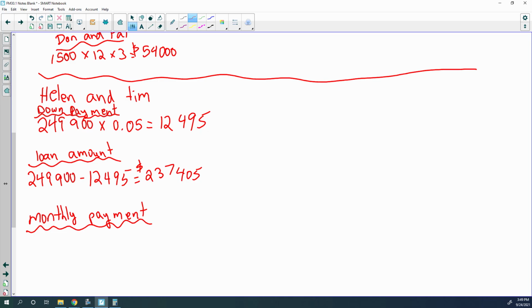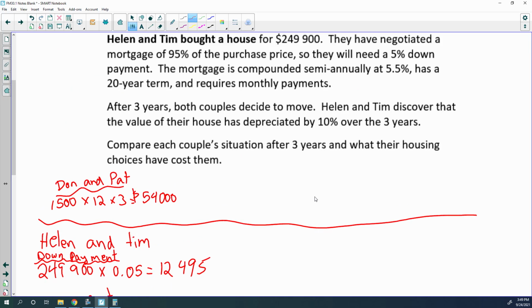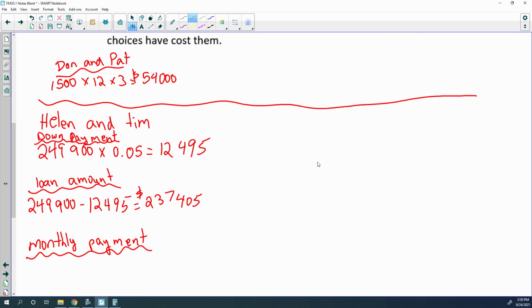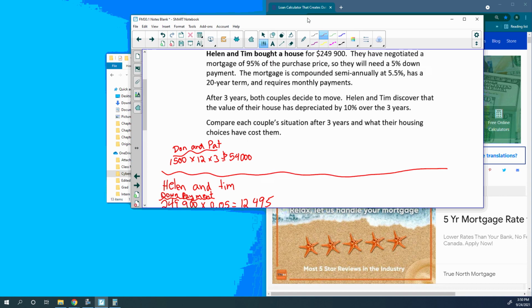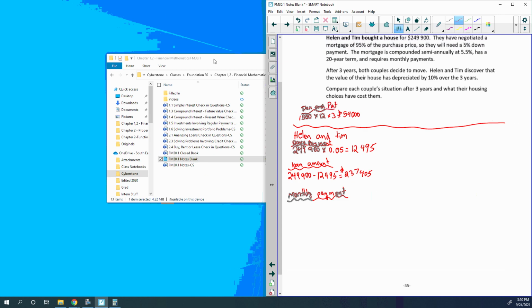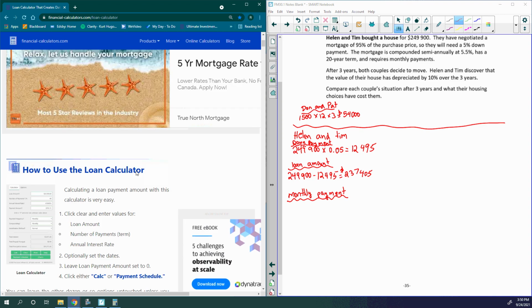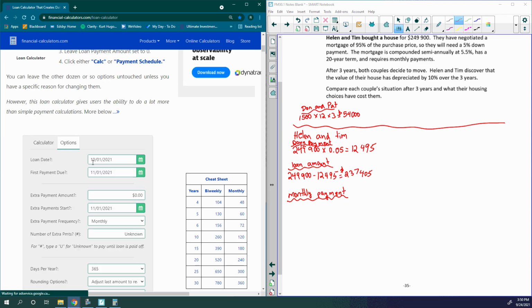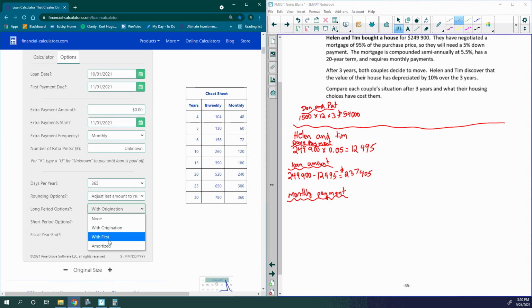So basically, because we're not going to the end of this loan, because it's a 20-year loan, but we're going to quit after 3 years, I want to know how much they actually spent in monthly payments, how much money went towards the loan. So I first have to figure out what that's going to be. So I'm going to go to my loan calculator, make sure that my setting for the long period is amortization.